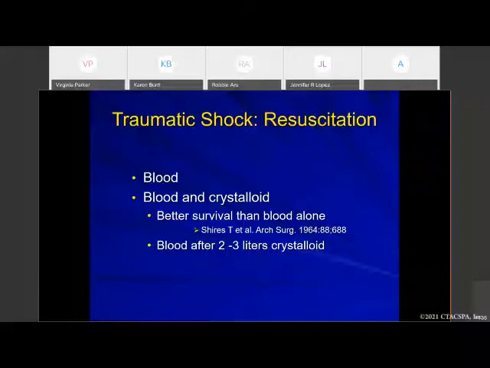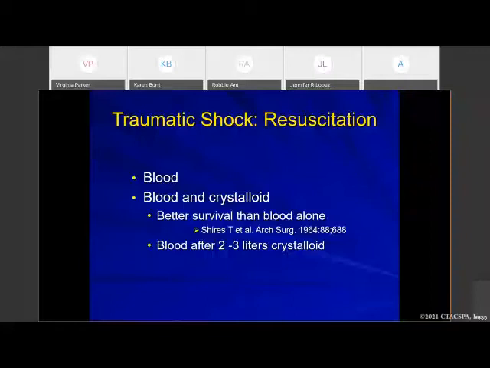Just a quick side. I just want to have them in your set because I don't know if you're going to get questions on this. But the main thing is traumatic shock. You needed blood, but you also needed blood and crystalloid. So you give them blood until you stop the bleeding. Once you stop the bleeding, they don't need blood anymore.